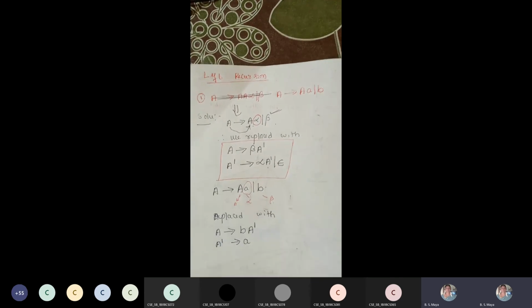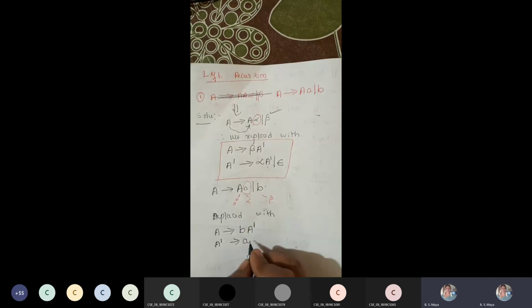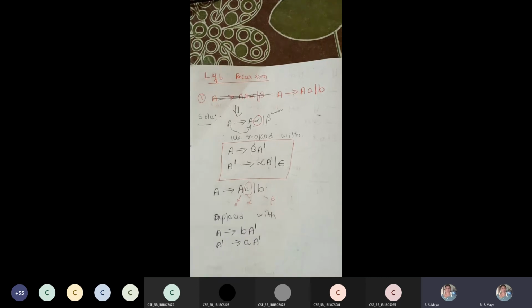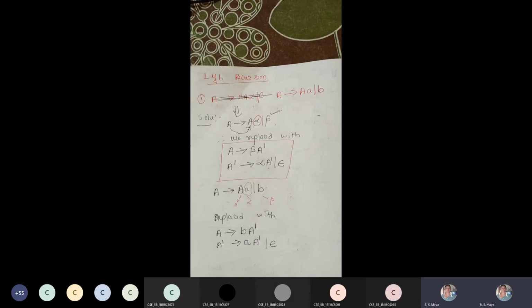Small a. I have only one symbol remaining, that is small a. A dash derives a A dash, the same new non-terminal, then you have to write down the epsilon production. Clear? So this is your resultant answer. If the grammar is A derives A alpha or beta, then it is replaced: A derives beta A dash, and A dash derives alpha A dash or epsilon.